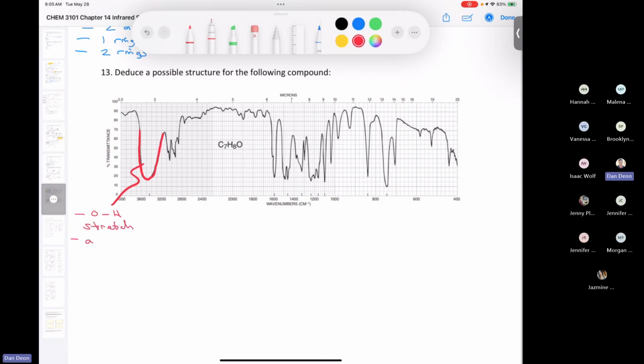It's not a carboxylic acid. We can tell that because the stretch isn't that broad. For an alcohol, it's between 3200 and 3600 roughly. So that would be an alcohol for sure. Okay, so we've got that.